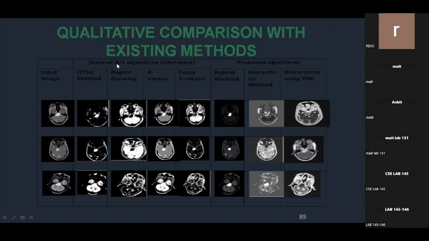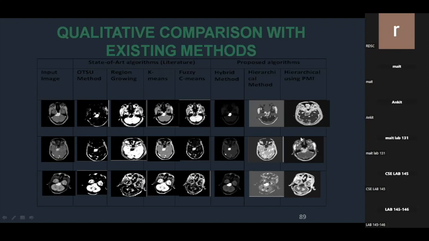In the qualitative analysis, we have taken the input image, the Otsu method, a region growing approach, morphological, K means, and fuzzy C means. These are all state of the art methods available in our machine learning community, existing algorithms. Then we have used our proposed approach. I haven't included the hybrid, as it is a very common approach. I have talked about the hierarchical and the hierarchical PMI.